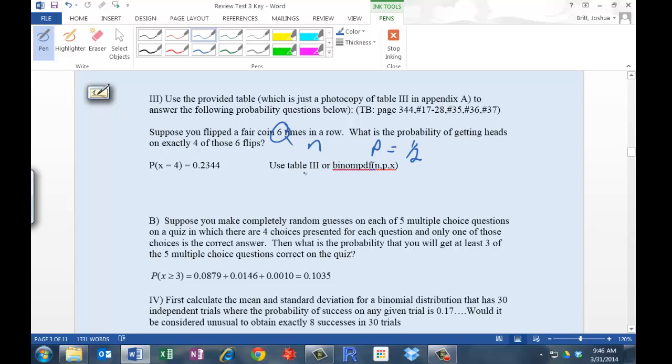And so now we can just look this up using table 3, and that's what I did. I went to n equals 6, I looked at p equals 1/2, and I looked at x equals 4, and it gave me this number here.